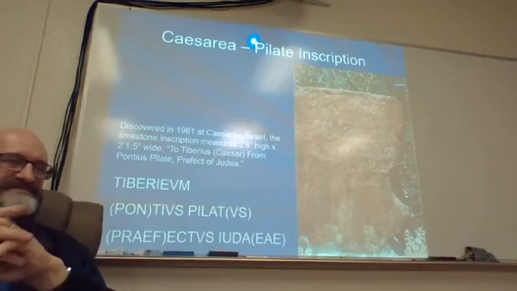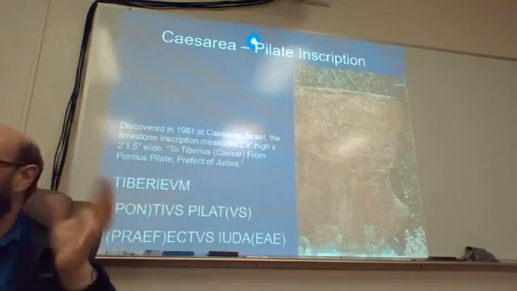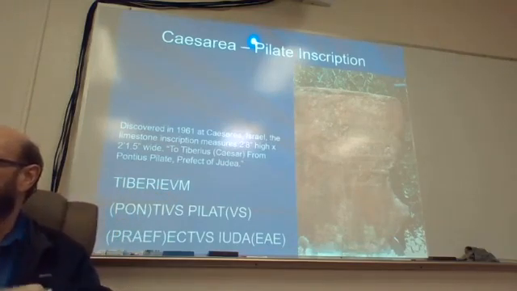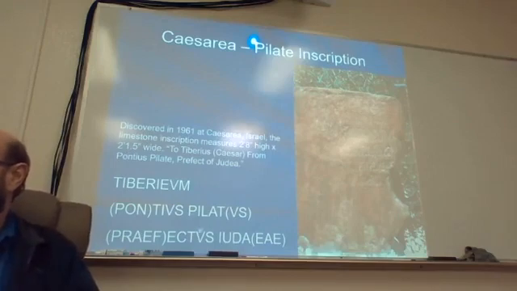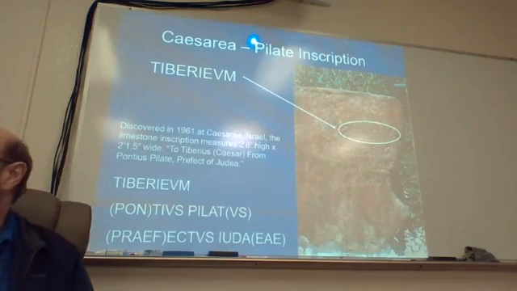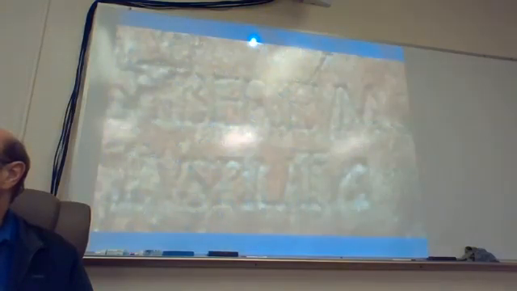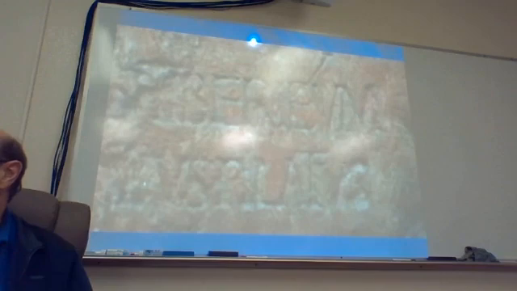So it just helps us to have confidence. I mean, we don't need it, but it's interesting. We've got this historical confirmation of what we're reading in our Bible. So, Tiberium Pontius Pilatus Praefectus Judea. And that's the Latin. There's Tiberius right there, Tiberium. That right there, you can kind of make it out, Pilatus. There it is up closer. Tiberium Pilatus. Okay. All right.